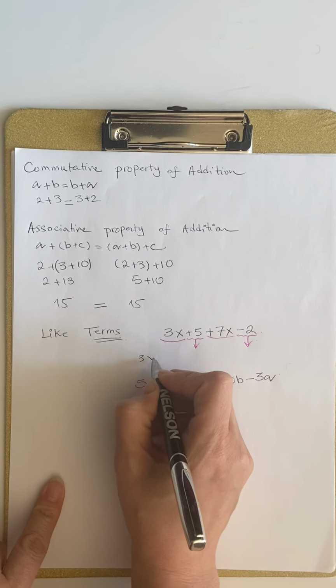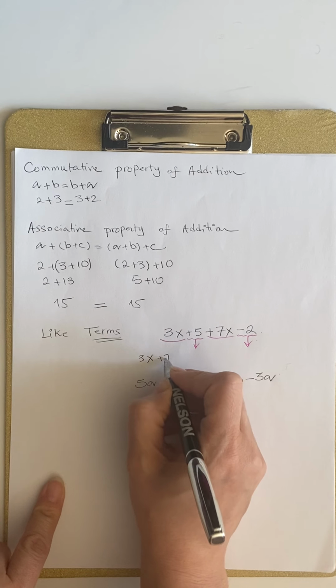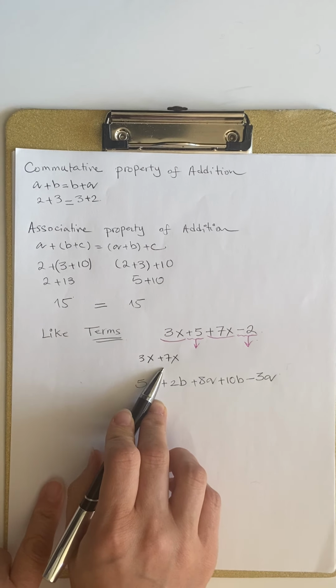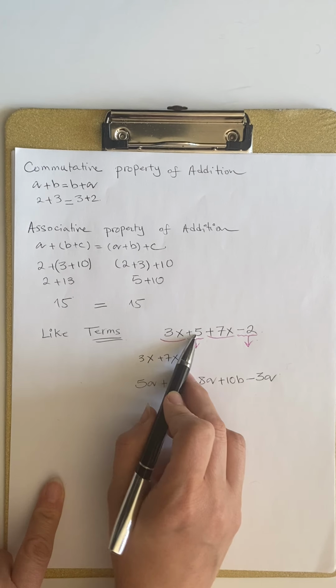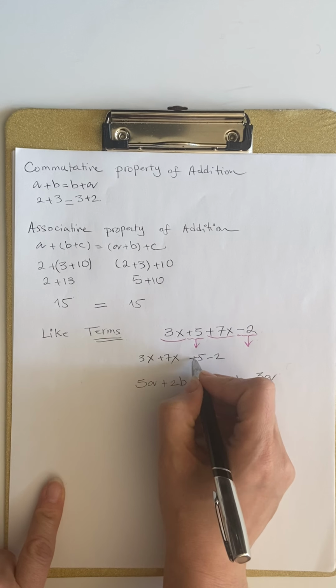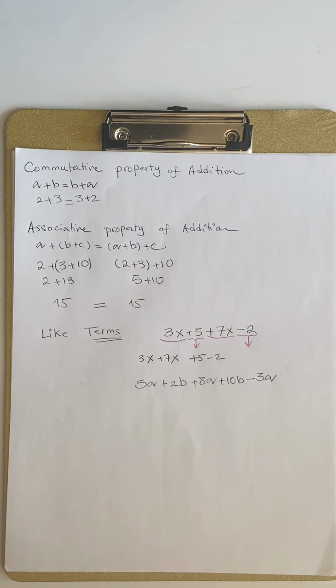I'm going to write down the 3x. I'm going to bring 7x with its sign, which is plus, and write it right beside 3x. Then I'm going to write down plus 5, and I'm going to bring negative 2 and write it with its sign right after 5. Now I'm going to add them.